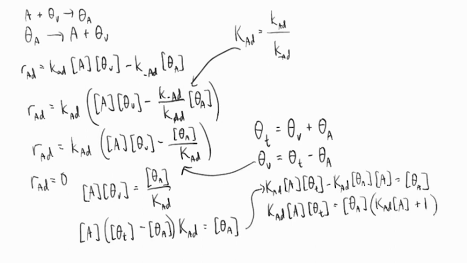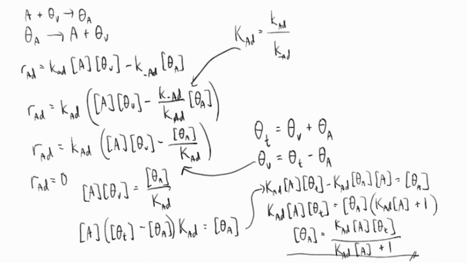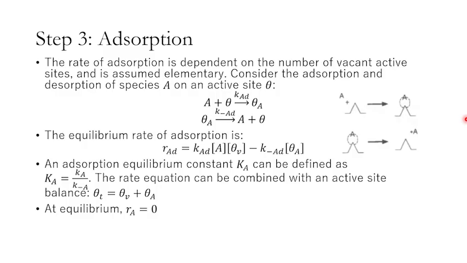A further simplification gives us the concentration of the active sites with adsorbed A is equal to K adsorption times the concentration of A times the concentration of the total active sites divided by K adsorption, concentration of A plus 1. This is now our expression for the equilibrium concentration of the active sites with adsorbed A. We will be using this expression in conjunction with the other steps as we derive the overall rate law. Let's go back. So we are done with adsorption to the surface of the catalyst.